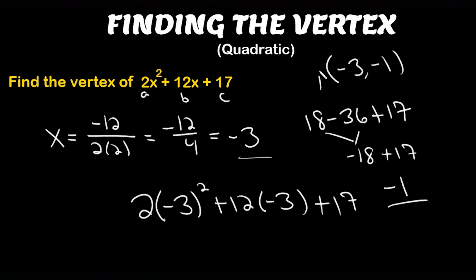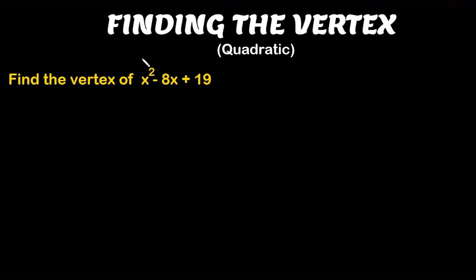This is the vertex of that quadratic, okay? So let's go ahead and try some more examples. Okay, so here's my next example, and we should go ahead and label everything. Here's my B, here's my C, and my A is technically 1, even though it's not written in. If you want to write in the 1, you can.